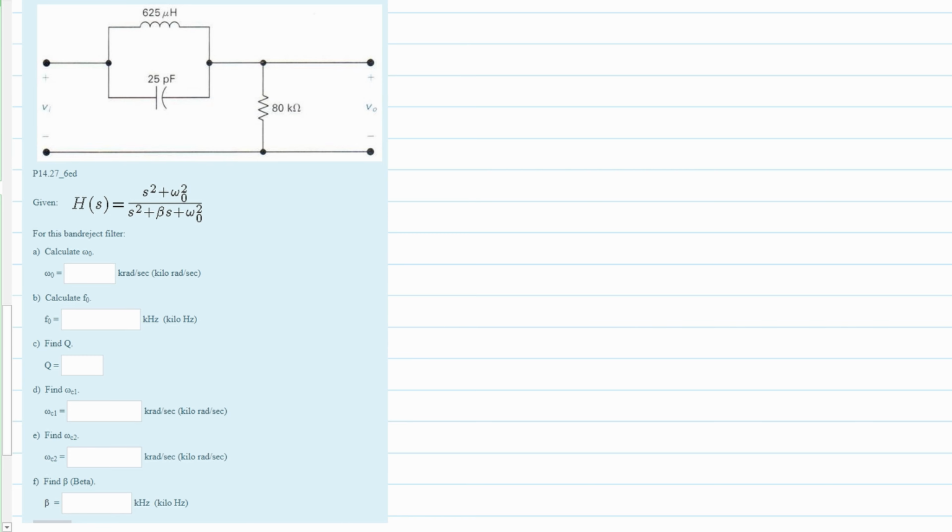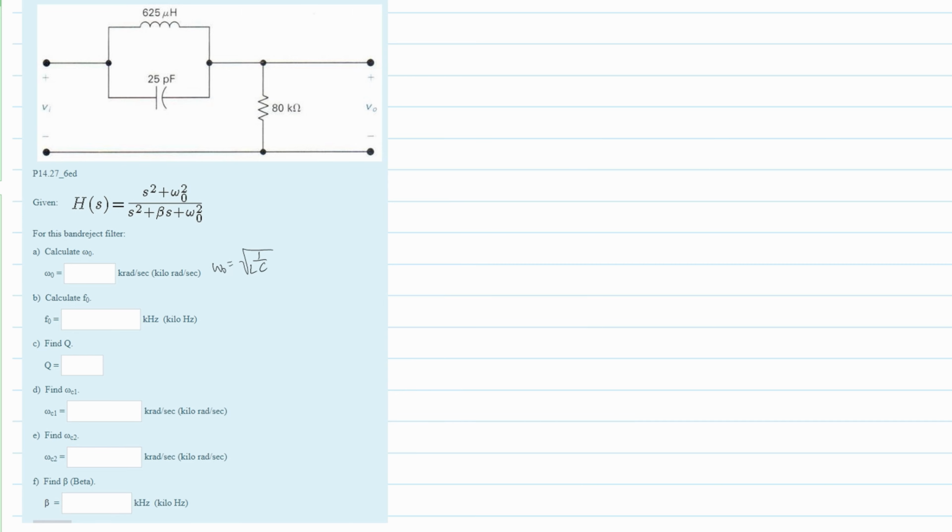We need to calculate our omega naught, and we're doing it in kilorads per second. We are going to set our omega naught equal to the square root of 1 over L times C. Now the L is the inductance and C is capacitance. So we're going to take the square root of 1 divided by the parenthesis 625 times 10 to the negative 6 for micro, and then times 25 times 10 to the negative 12 for the pico.